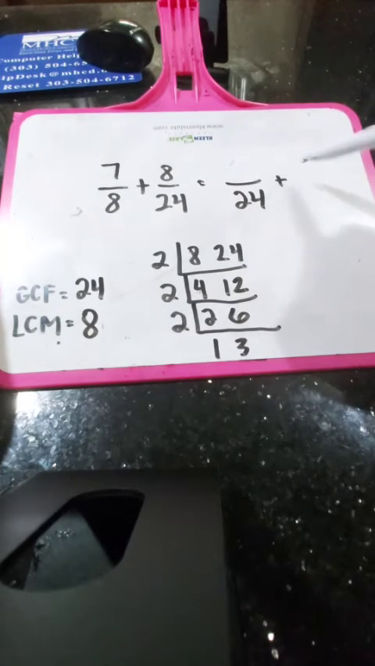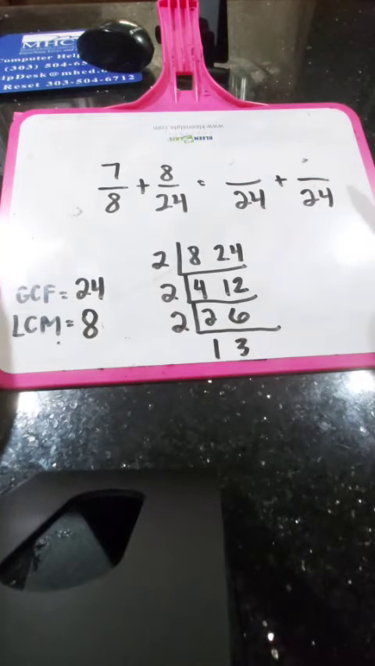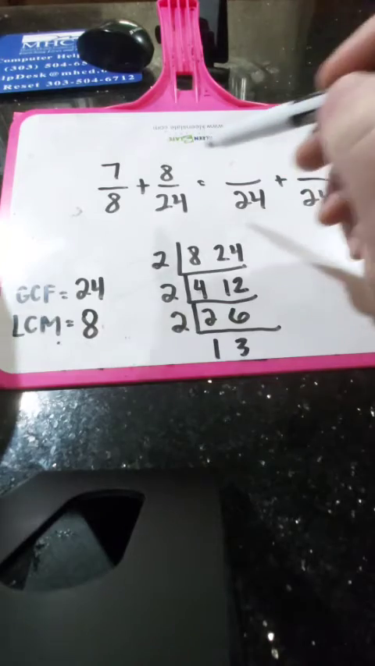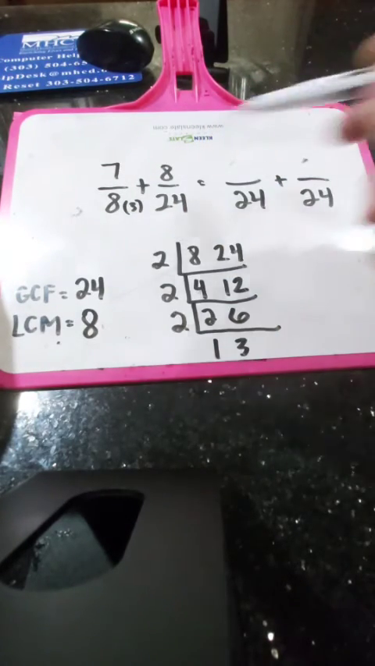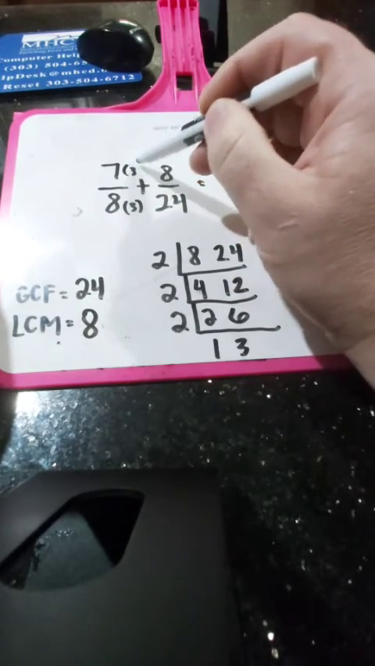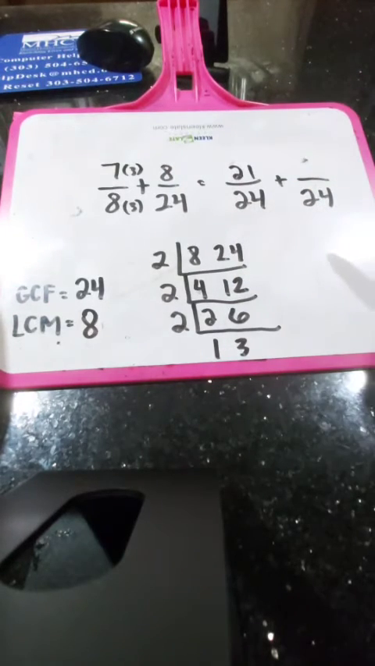Now we have our lowest common multiple as 24, which means our two new equivalent fractions are going to have denominators of 24. All right, in order to get to those denominators, we need to figure out how many times 8 goes into 24. If you know your multiplication facts, you know that 8 times 3 is 24. And since we multiplied the denominator by 3, we must also multiply the numerator by 3. 7 times 3 gives us 21.